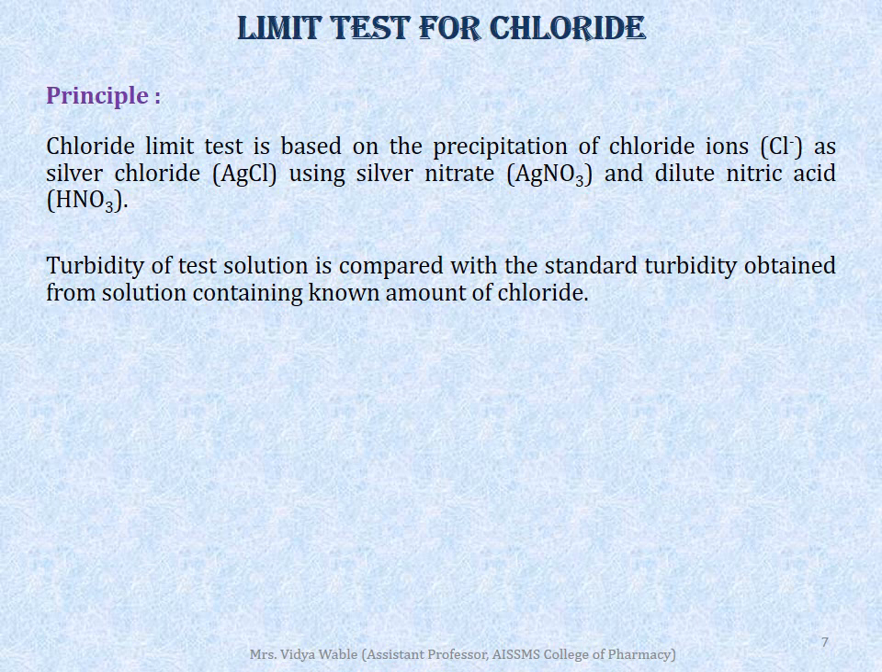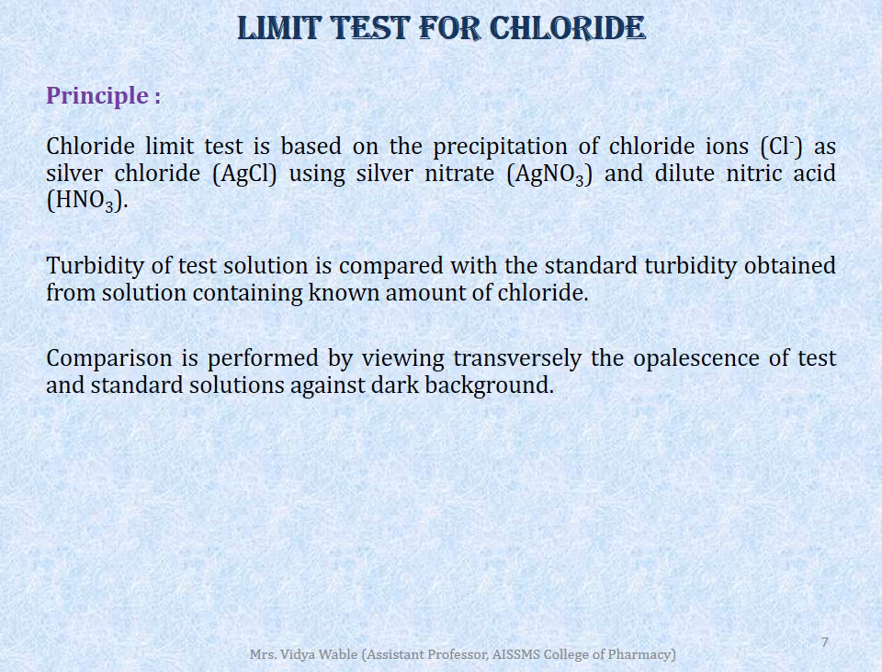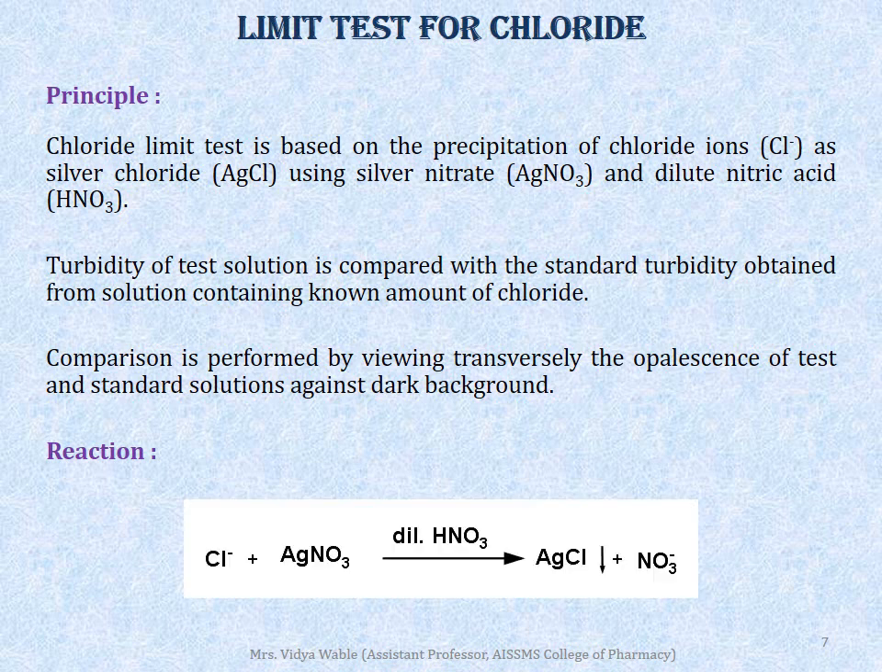The turbidity of the test solution is compared with the standard turbidity obtained from the solution containing a known amount of chloride. So in the standard solution we have to use a known quantity of chloride. The comparison is performed by viewing transversely the opalescence of the test and standard solution against a dark background. The reaction involved in the limit test for chloride is: chloride ion reacts with AgNO3, that is silver nitrate, in presence of dilute HNO3, nitric acid, and gives AgCl precipitate plus NO3 ion.